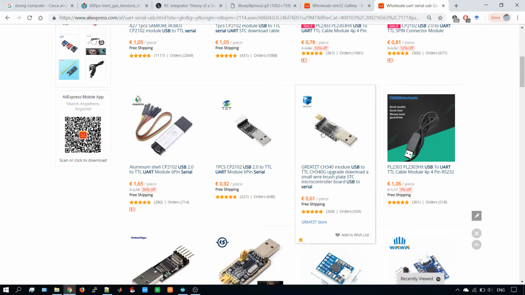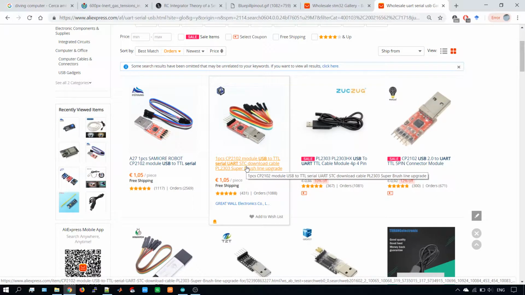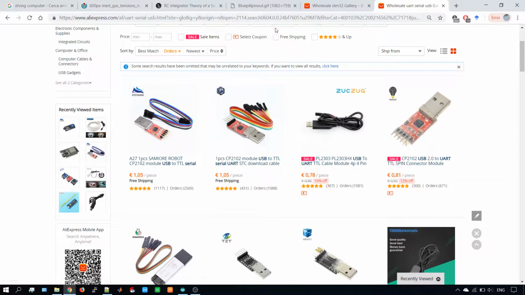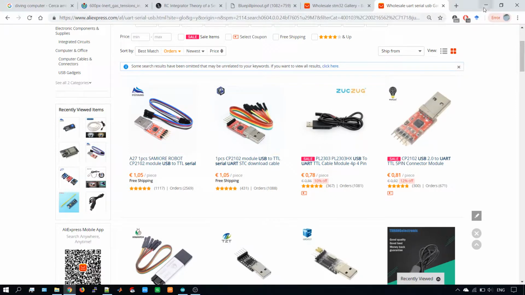So if the Arduino works, these ones will work. And also make sure that the logic levels are 3.3 volts. You will find adapters with 5 or 3.3. 5 volts will probably damage the STM32, so you need to make sure that the TX and RX pins run at 3.3 volts.